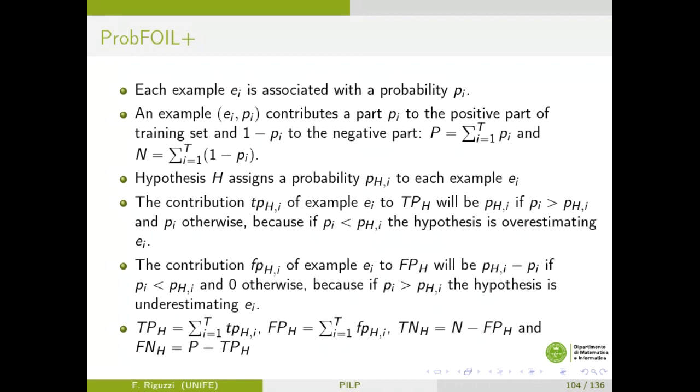This is a little bit tricky to get right, but the thing is that each example does not contribute either 1 or 0 to the false positive and true positive rate. It contributes a number which is between 0 and 1.